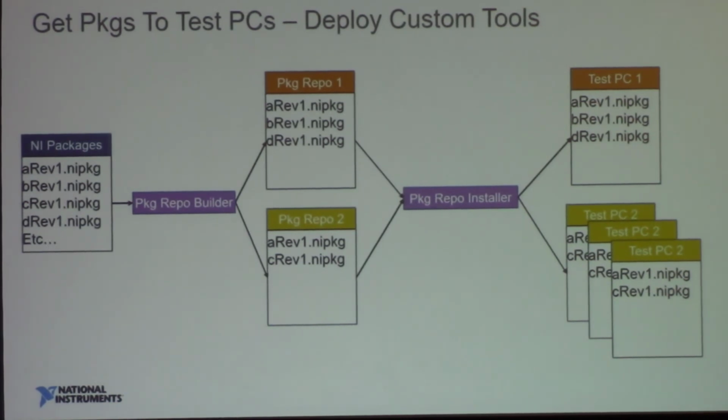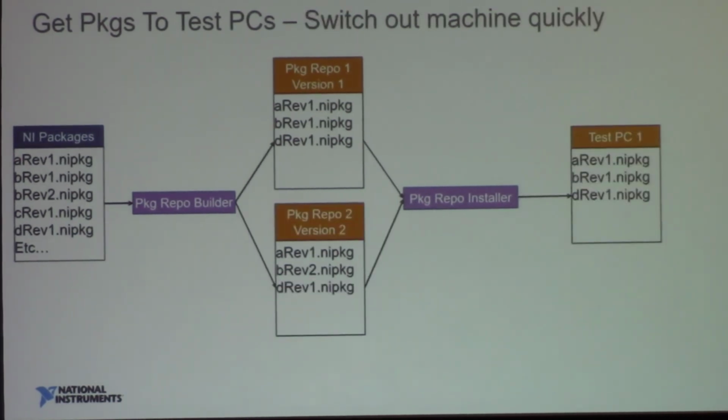So on my next slide, what will happen is we'll come out with a Rev 2 of package B, and we want to distribute that. So now we have two versions of this repo, and I can push one out to the machine, and this is where debugging, or beta testing, comes in handy. I'll throw that beta test package over there, run it, and then all I have to do is run that repo installer and push all those packages onto the machine real quickly. And then it will set that machine back to the exact state it was in before with the other packages.